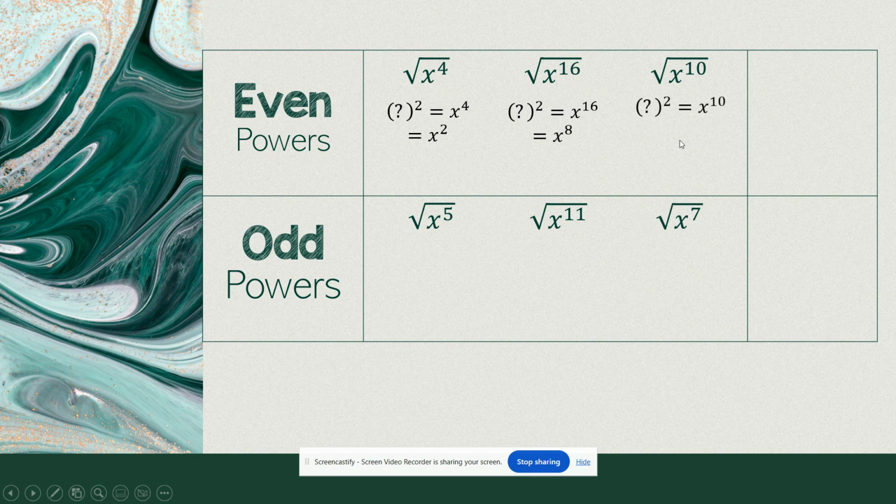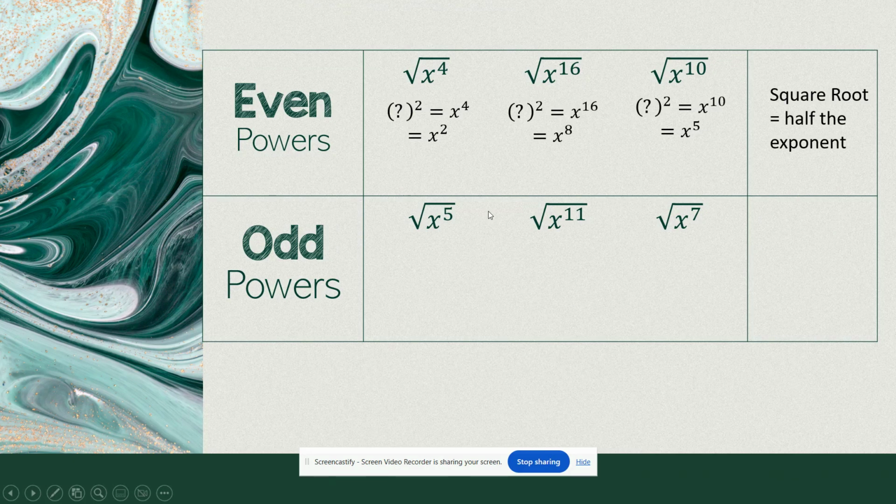So really, similarly with the last one, which is x to the 10th, what you can do with even powers is you can half the exponent, but it has to be an even power. So the square root of x to the 4th, half of 4 is 2. The square root of x to the 16th, half of 16 is 8. Square root of x to the 10th, half of 10 is 5. So if it's an even power, you can actually just take half of the exponent. Okay? For odd powers, it's a little bit different.